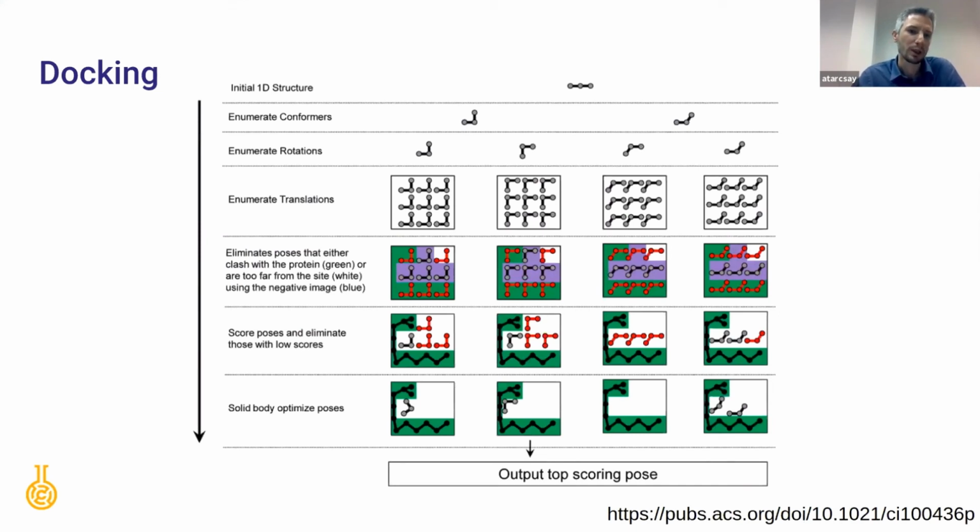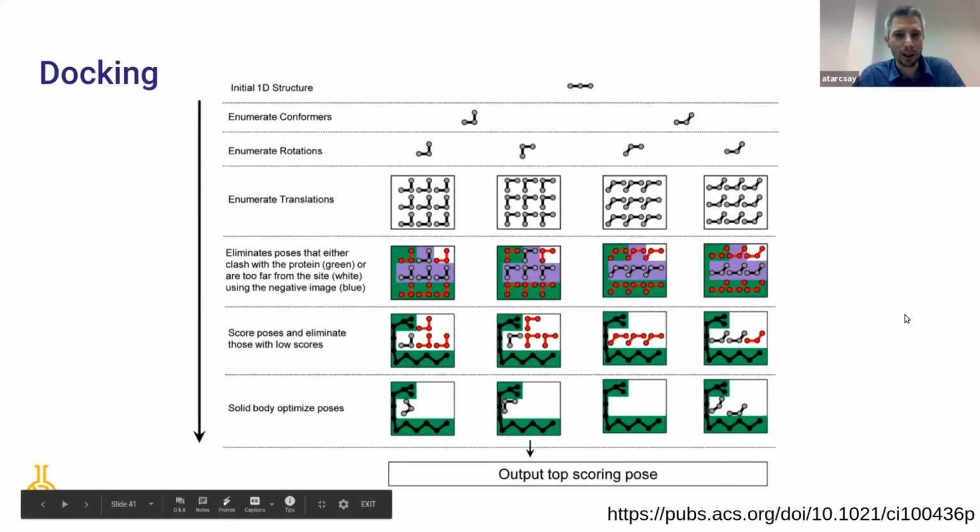With regards to the protein-ligand interactions, docking is the workhorse for virtual screening. Docking is the conformational search within the binding site of the protein. And this scheme shows you a quick overview of how the docking works.